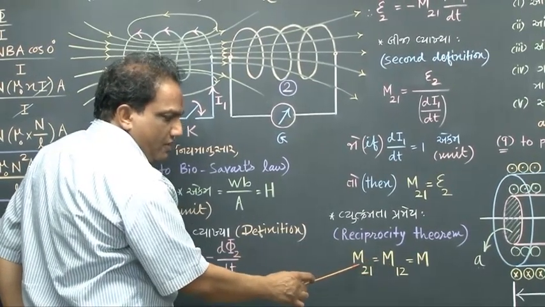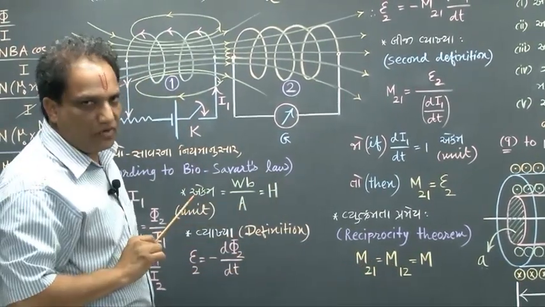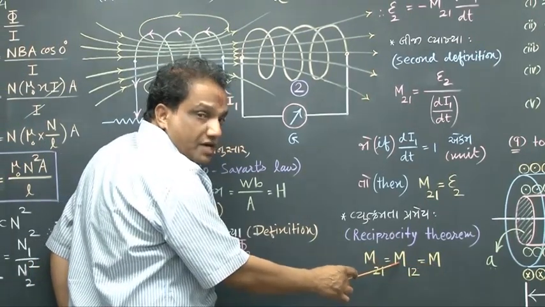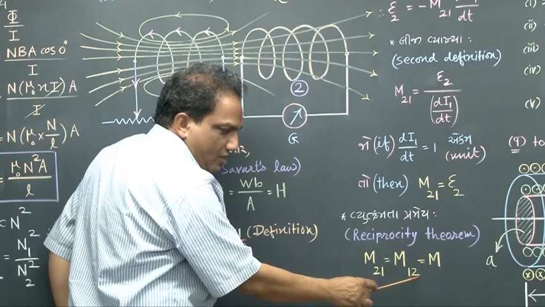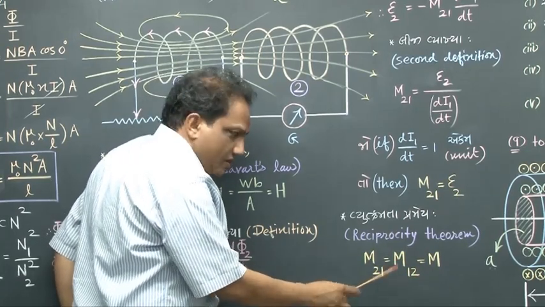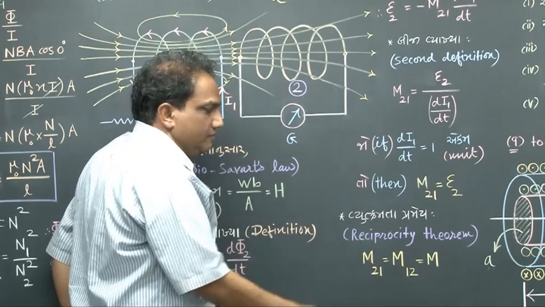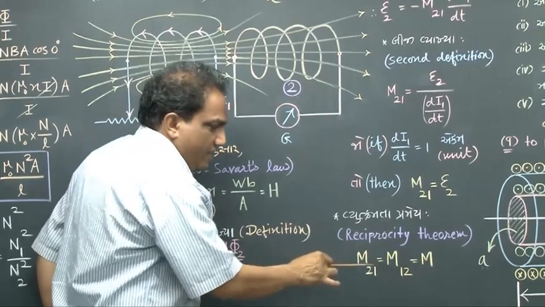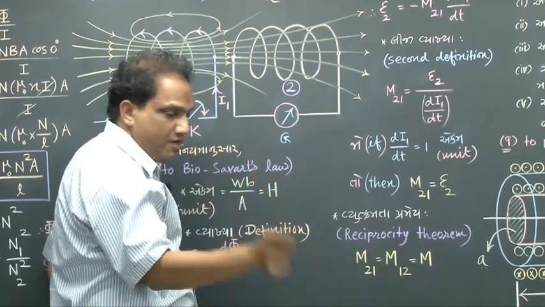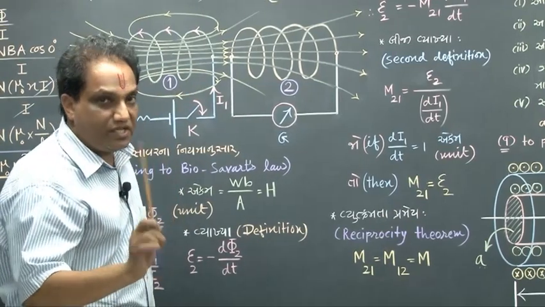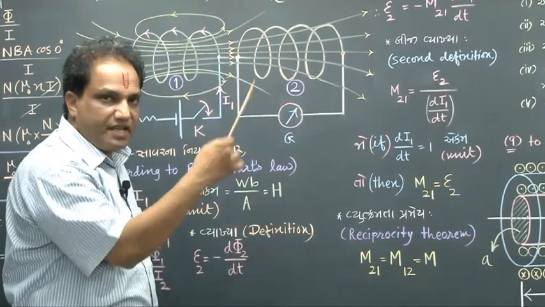When both of them are equal, we can write a common symbol for that. Let it be capital M. You know what this is? Mutual inductance of the first coil with respect to the second coil. This is the mutual inductance of the second coil with respect to the first coil. And when both of them are equal, let them be shown by the symbol capital M. This very result is called the reciprocity theorem. We will prove this in the next example.